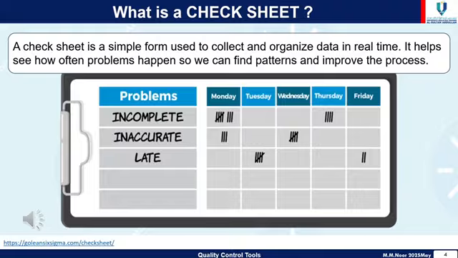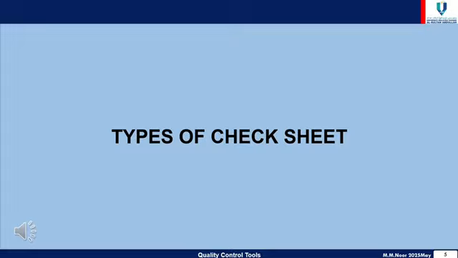Next part, what is a check sheet? A check sheet is a sample form used to collect and organize data in real time. It helps see how often problems happen so we can find patterns and improve the process. This is an example of the check sheet. It has a type of the problem and the data. Next, I will go through the types of check sheet one by one.